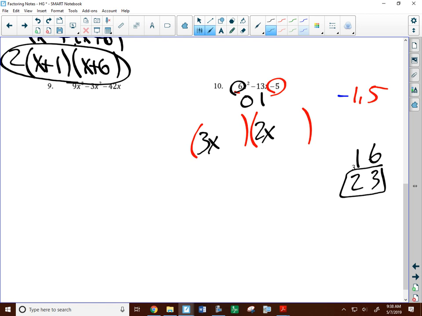Okay, but I need to check the O and the I. I already said for my C values, I have to multiply to get negative 5. So what do you want to try? Negative 1 and 5? Let's try that. So the O and the I here, 3x times 5 would be 15x. Negative 1 times 2 would be negative 2x. That's really close. Do you see that? We got 13, and we need negative 13. So what should I do?